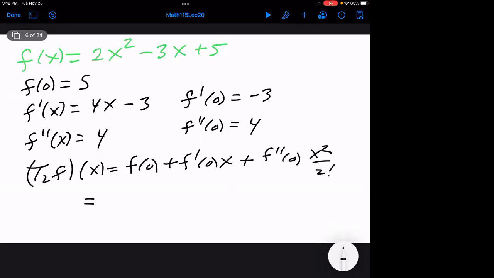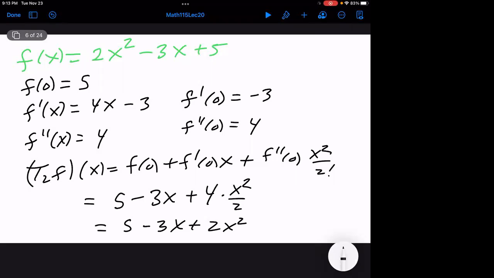When we put things in, f of 0 was 5, f prime of 0 was -3, so -3x, and then we had f double prime, which was 4, times x squared over 2, and that does simplify it to 5 minus 3x plus 2x squared. So if you have a parabola, it becomes perfect.